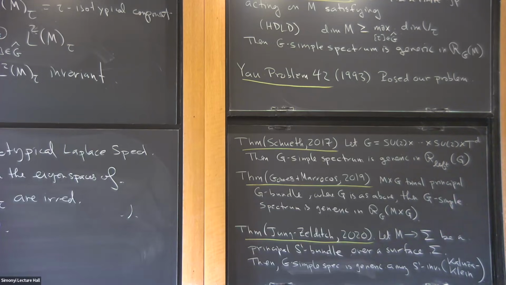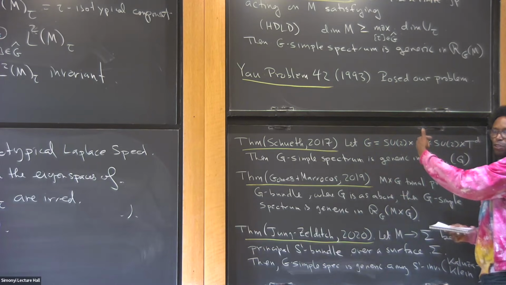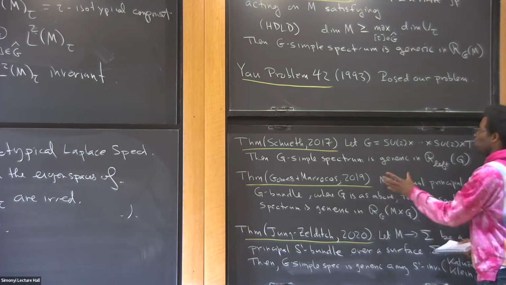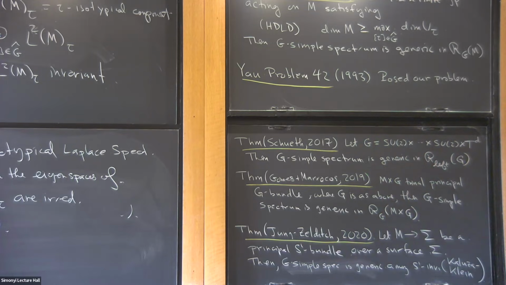And so Gomez and Morocco came up with criteria for when those trivial principal G bundles would have this property. And it turns out that the groups for which Schuth succeeded in proving her result all satisfy the criteria in their theorem. So the result is essentially: insert groups from her theorem and you get that it's true.